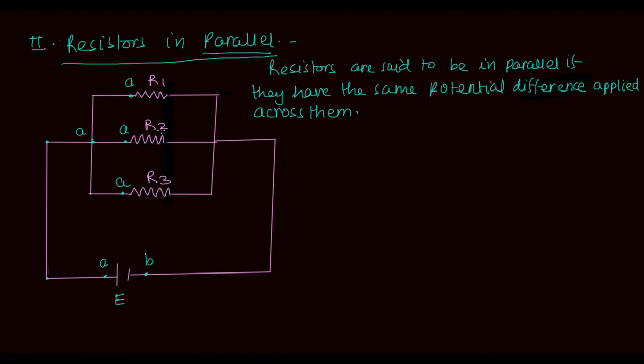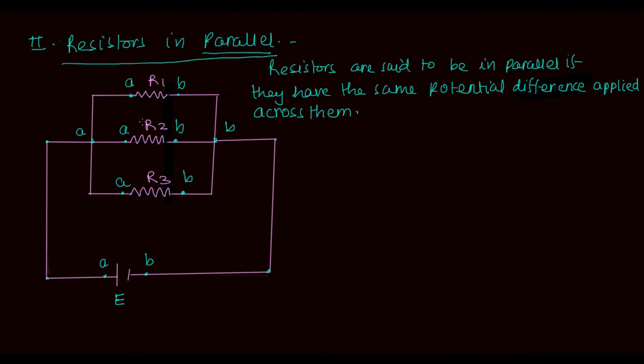Get that? Now I come here, the negative terminal. I've named it as B. So whatever is the potential at B, the potential at this point, the potential at this point, the potential at this point is the same. And we have further connecting wires, so the potential at this point is B, the potential at this point is B, the potential at this point is also B.